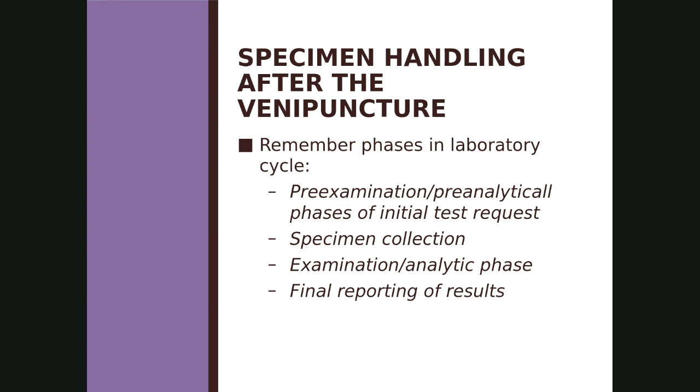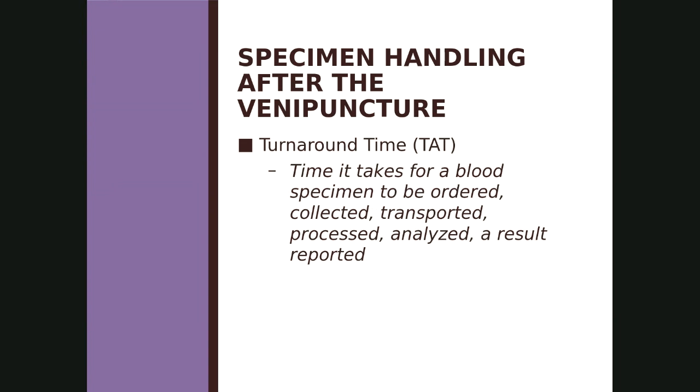TAT, in your textbook on page 397, is the time it takes for a report, also referred to as turnaround time. It is the time that it takes to order, collect, transport, process, and analyze, and have a result reported for a lab specimen, as shown here.